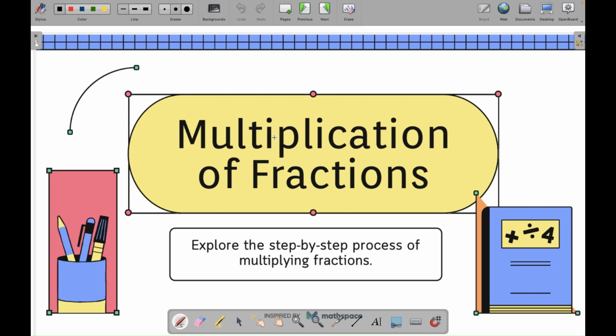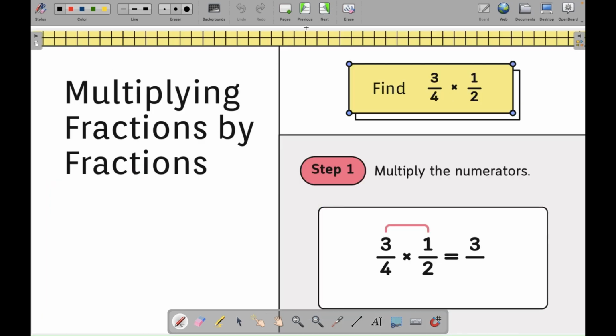Today we are going to see how to multiply fractions. Multiplying is very simple when compared to addition and subtraction. What are the steps involved in multiplying fractions? Say for example we are given two fractions, 3 by 4 and 1 by 2. We need to multiply these two fractions.